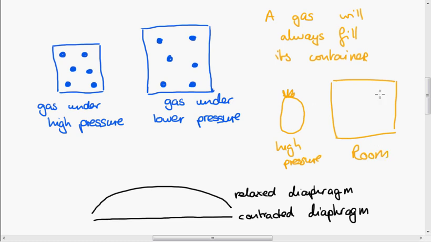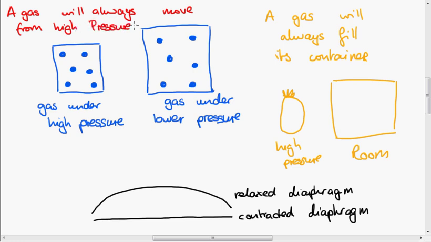And the gas will choose to expand and to fill the room rather than the balloon, because it will always go, this is the next thing, from high pressure to low pressure. So a gas will always move from high pressure to low pressure if given the opportunity.